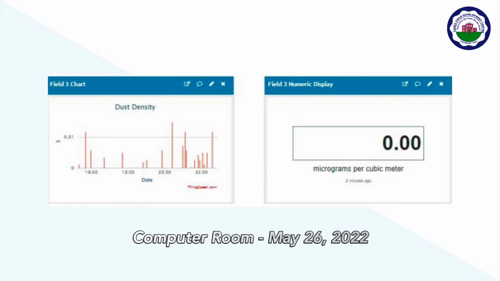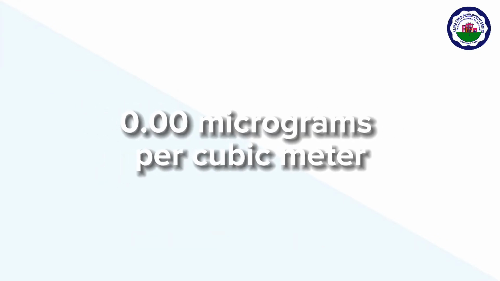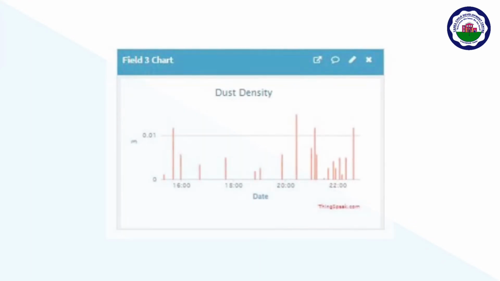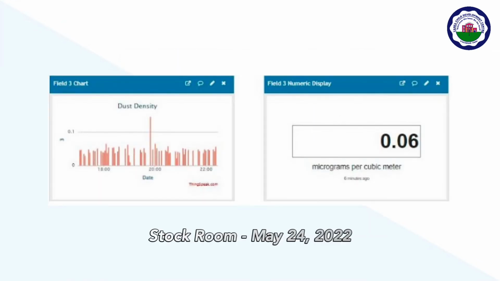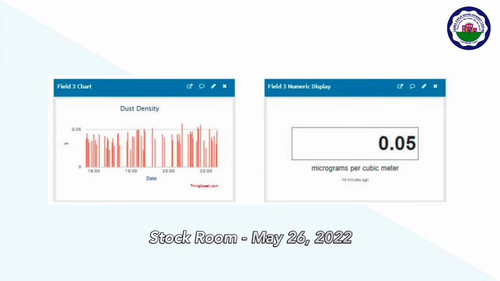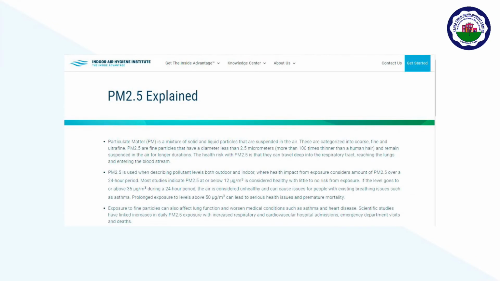Because the readings for the two rooms contain 0.00 micrograms per cubic meter of dust particles and the type of graph is column in ThingSpeak, the level of 0.00 micrograms per cubic meter is not displayed. The dust concentration readings in the stock room range from 0.01 to 0.10. According to the Indoor Air Hygiene Institute 2021, dust levels of 12 micrograms per cubic meter or below are considered healthy, with little to no harm from exposure.